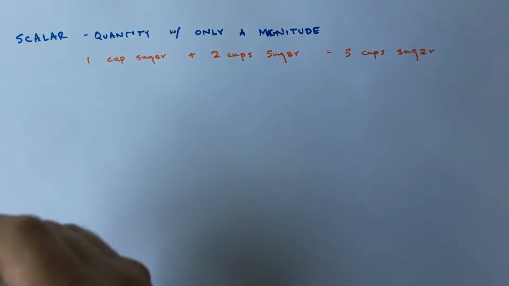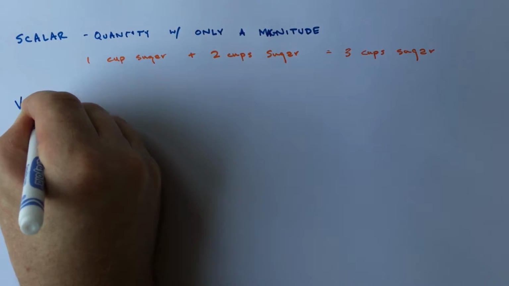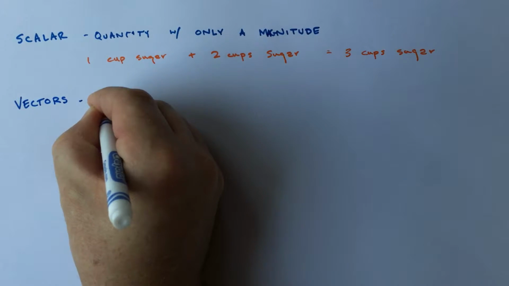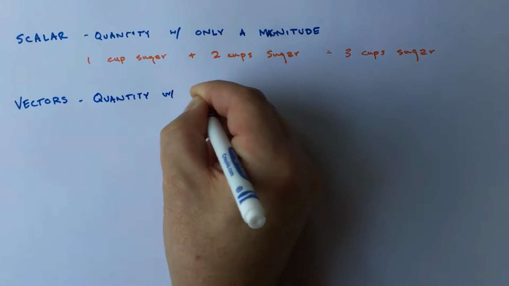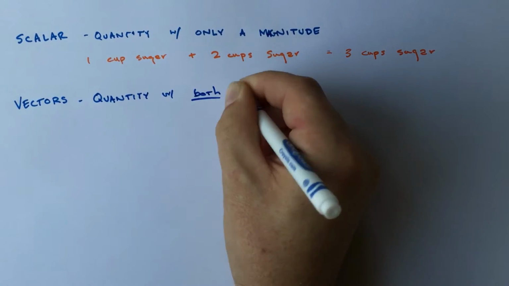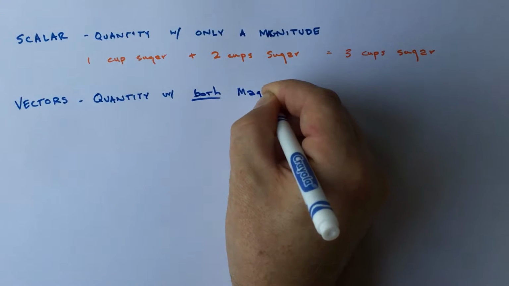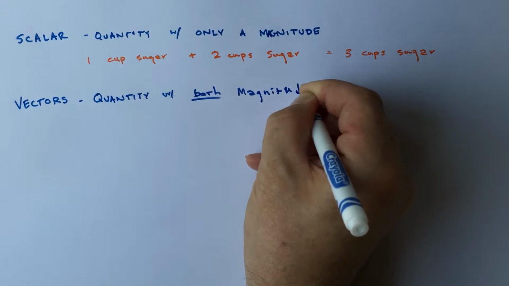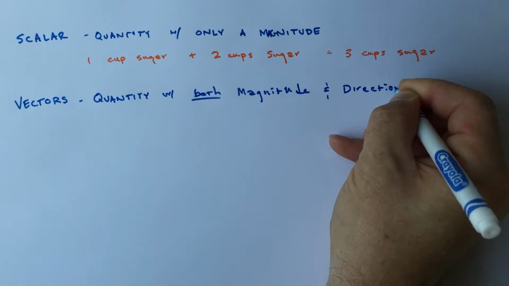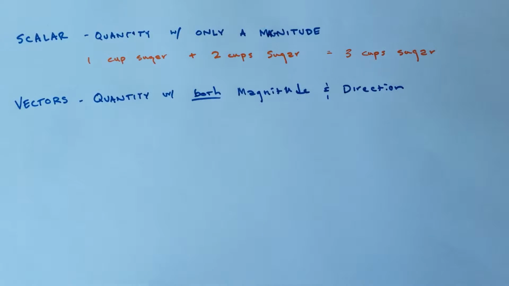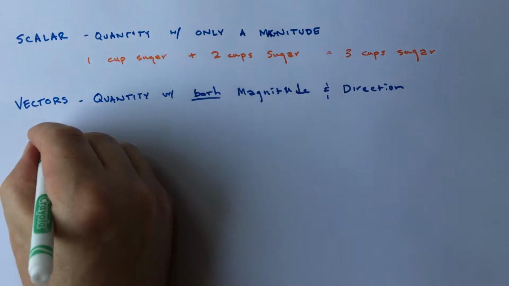Whereas vectors are quantities with both magnitude and direction. All right. Well, let's list some of each. First, scalar quantities.